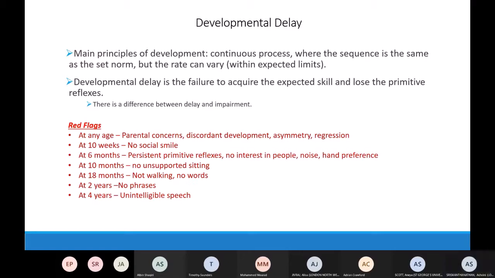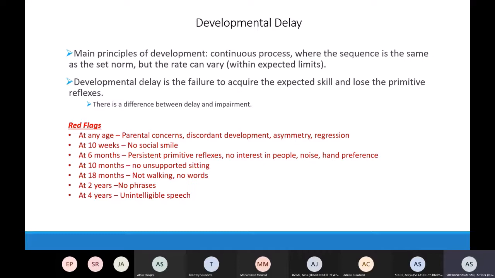Okay, so the main principles of development is basically a continuous process where they monitor the sequence of developmental events just to set a normal standard, but every baby is different and they have their own rate at which their development occurs, and there's certain limits which are expected, but there's nothing set in stone. And if anything does worry you, just keep monitoring them unless it's a real major big red flag. So I've listed the red flags here. At any age, if a parent comes in with a child and the presentation doesn't really match with the development, if there's any signs of asymmetry early on or any regression, then you should try and figure out what's going on there.